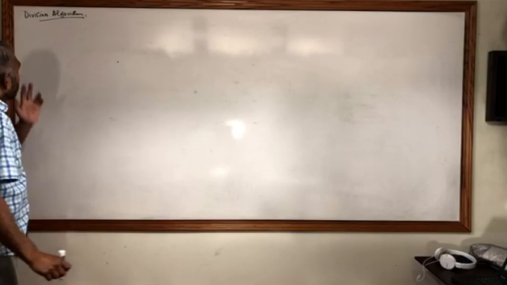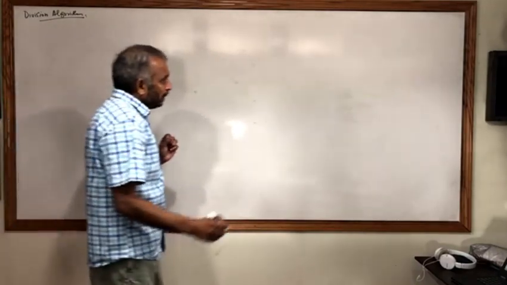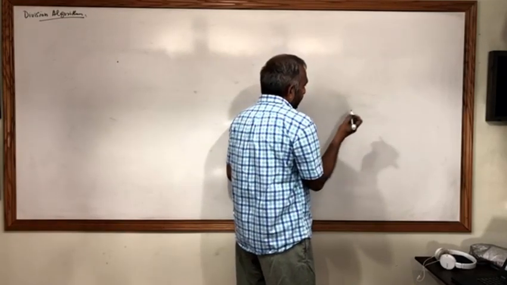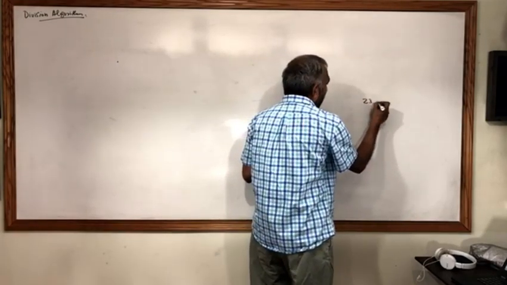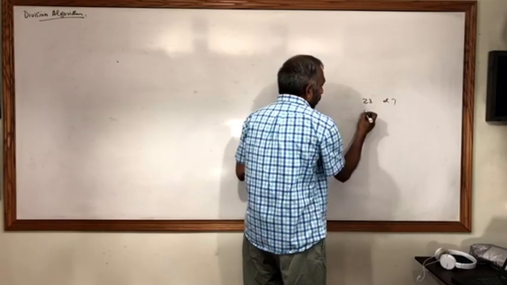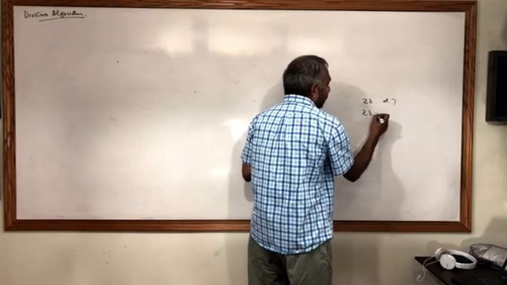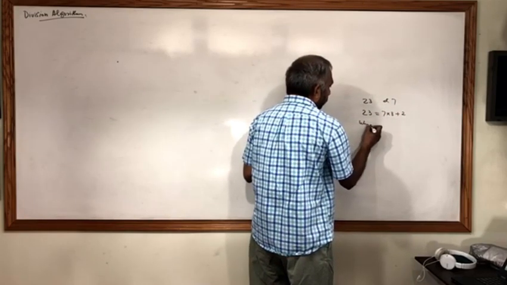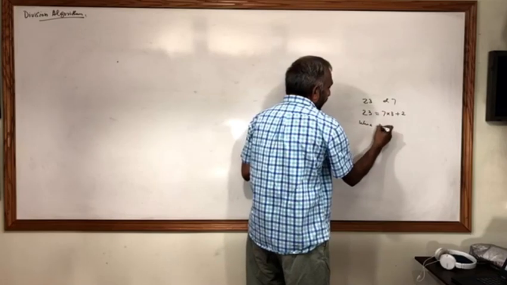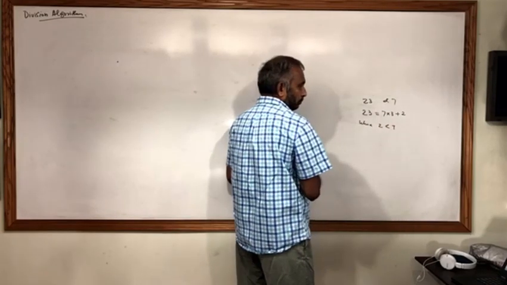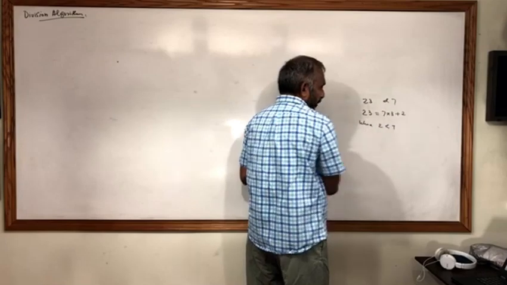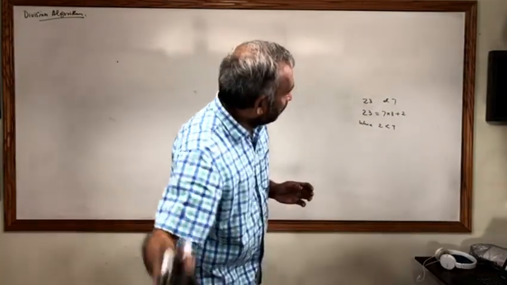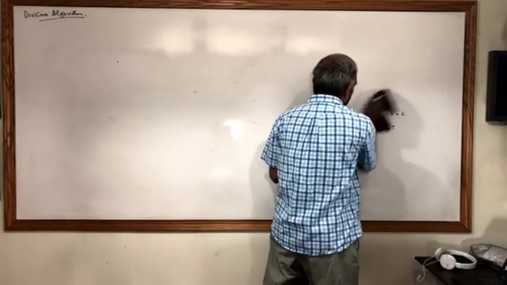We are familiar with this algorithm in elementary number theory using the set of integers. If you take two integers, let's say 23 and 7, we can express 23 as 7 times 3 plus 2, where 2 is strictly less than 7. And this expression is unique. And we are going to extend this idea into the ring of polynomials.